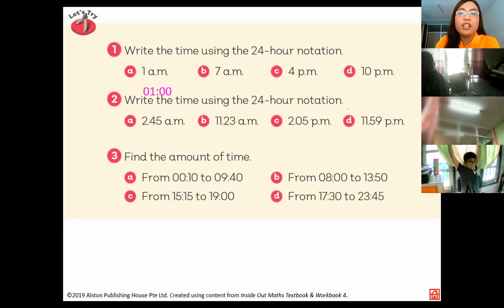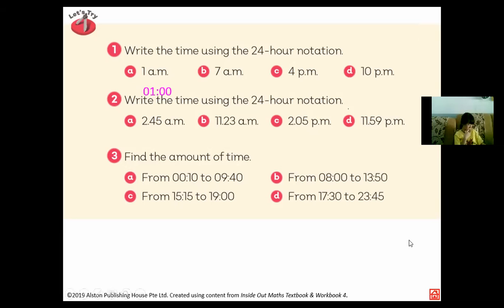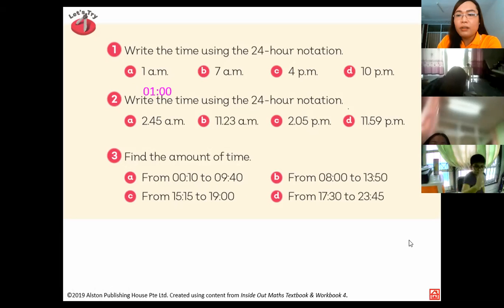in 24-hour notation? Anyone? Raise your hand. Repeat. Letter B. How do you write 7 a.m. in 24-hour notation? 0, 7, and 0, 0. Very good. That's 07, colon, 00.